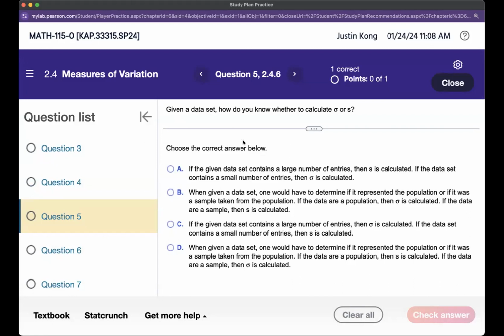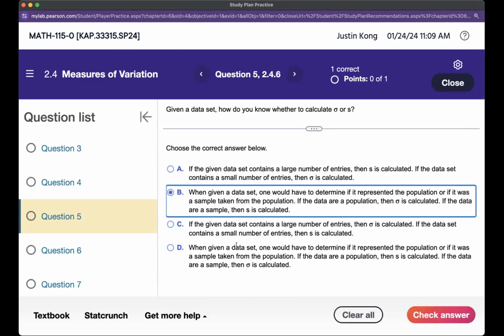Okay, this is question 5. Given the data set, how do you know whether to calculate sigma or S? Before we look at the choices, remember sigma is for a population, and S is for a sample. Let's see what it says. A large number of entries means S? That's not necessarily true. It might have a large number of entries and still be sigma. Given the data, one has to determine whether it represents the population or a sample. Yeah, that sounds right. If it's a population then sigma, and if it's a sample then S.